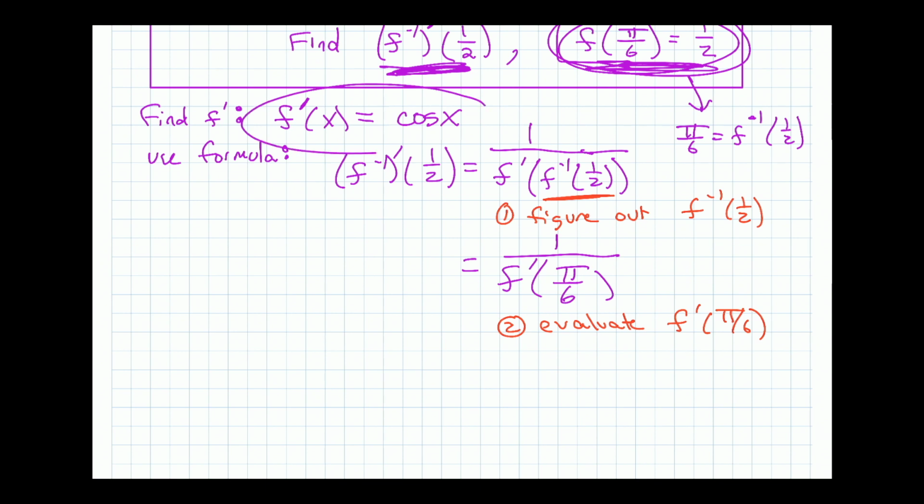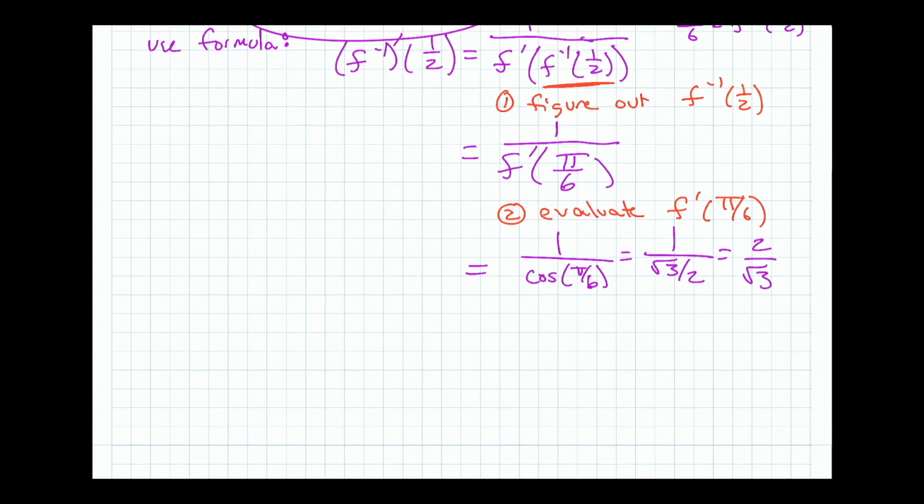And that's why I already calculated f prime, because I knew I was going to need it. So this is 1 over f prime, which is cosine pi over 6. So 1 over the cosine of pi over 6. What's the cosine of pi over 6? Square root 3 over 2. So this is 2 over square root 3, or if you rationalize your denominator, 2 square root 3 over 3. And we're done.